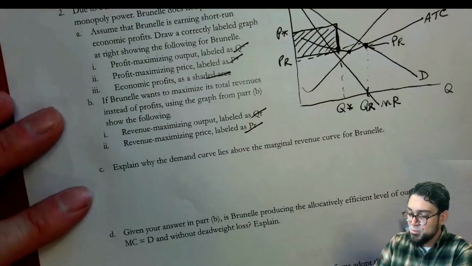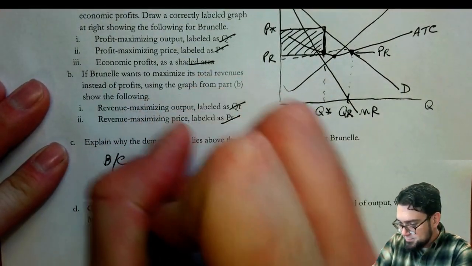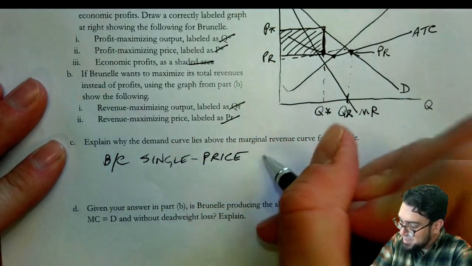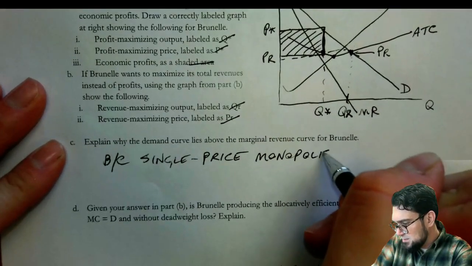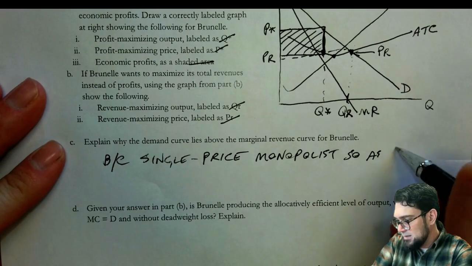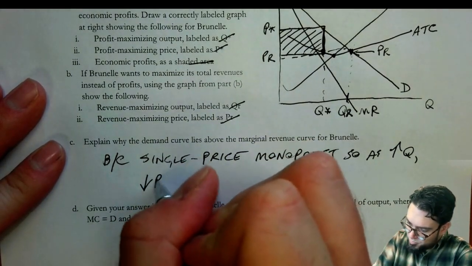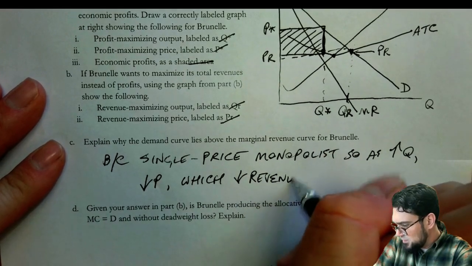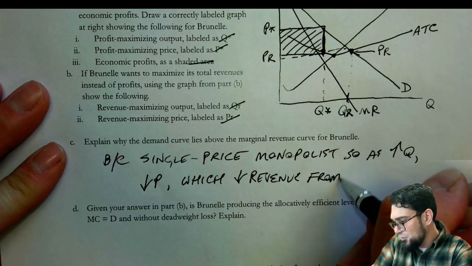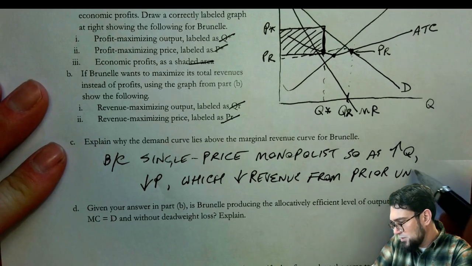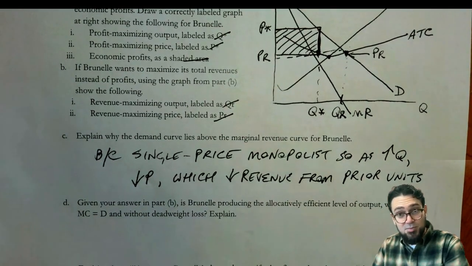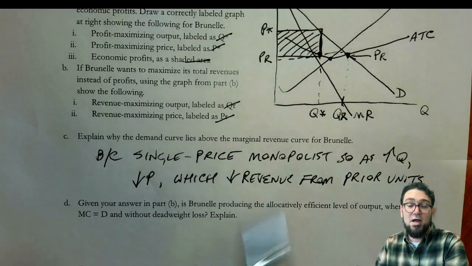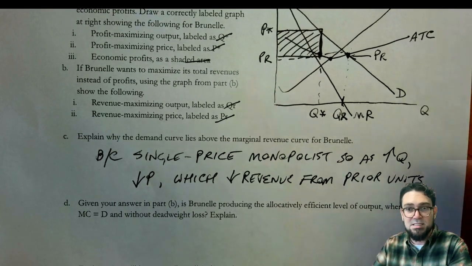Why does the demand curve lie above the marginal revenue curve for Brunel? It's because they are a single price monopolist. So as they increase quantity, they lower the price, which lowers revenue from prior units. What I'm saying is that because they're a single price monopolist, as they go to sell an additional quantity, they have to lower the price, which decreases the revenue from prior units. And that's what's actually causing that marginal revenue to be less than the demand curve.